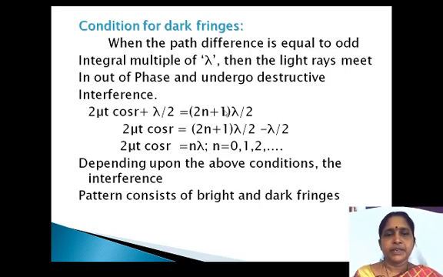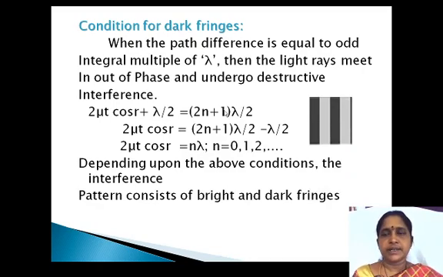Depending upon the above conditions, the interference pattern consists of bright and dark fringes. See in this diagram, we obtain the intensity as brightness, darkness, brightness, darkness. This is the interference in thin film. This is a very important question for 10 marks.